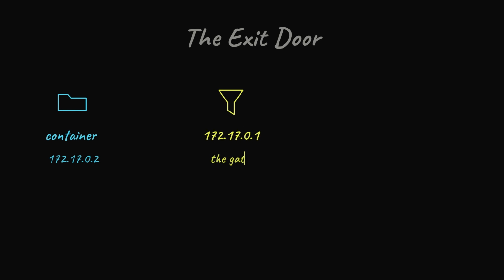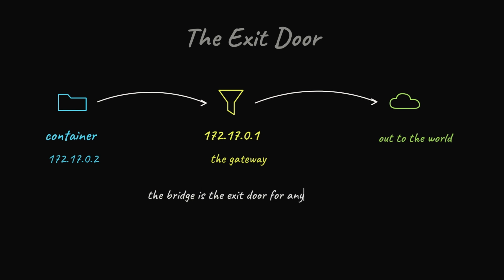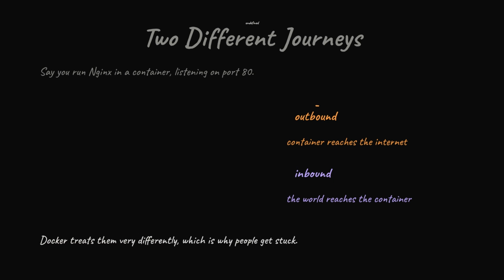Let's say you're running an Nginx web server inside a container and it's listening on port 80. There are two completely different journeys to understand here, and Docker treats them very differently, which is exactly why people get stuck. First, outbound traffic, meaning the container reaching out to the internet. Say the app inside needs to download something or call an external API. The packet leaves through eth0, crosses the bridge, and lands on the host.